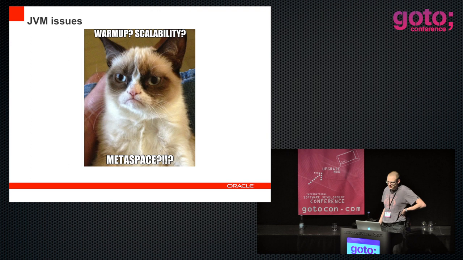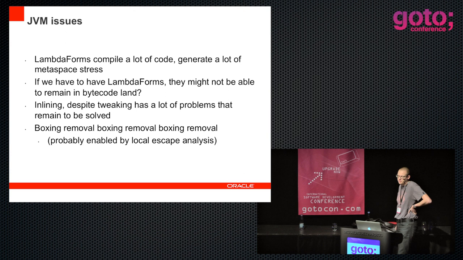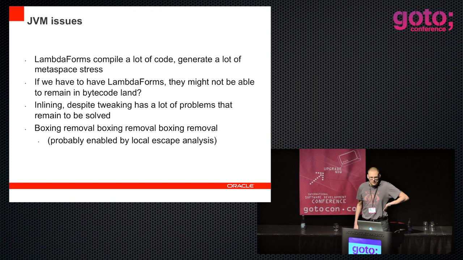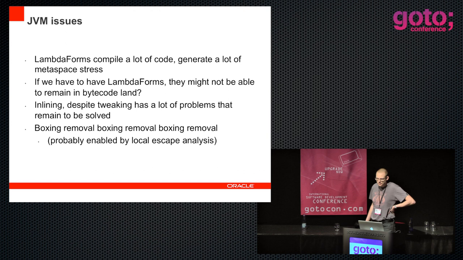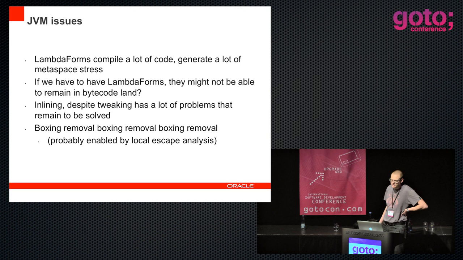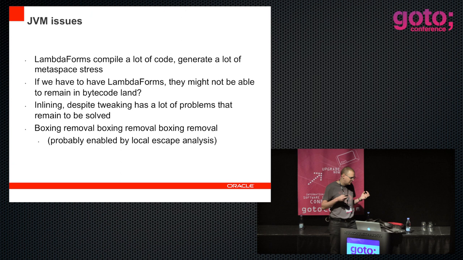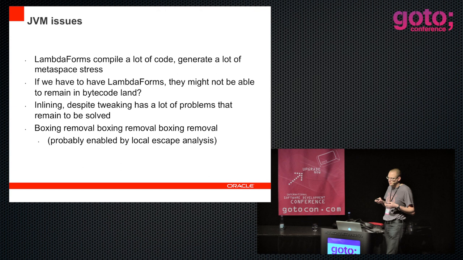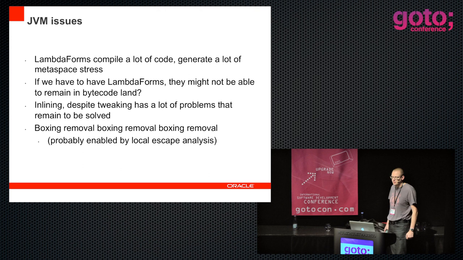Because Lambda forms that are parts of the method handle compile a lot of code and generate a lot of stress on the metadata in the system. So if we have to have Lambda forms, I'm not sure. And currently, the jury is out on this. I'm not sure they can remain in bytecode land, because basically we added a whole new JIT compiler. Even if an invokedynamic call cost us zero CPU cycles, all the metadata around it, having to generate the Lambda form, its classes, compiling the bytecode, takes us time. So it's not the most efficient way of implementing invokedynamic.